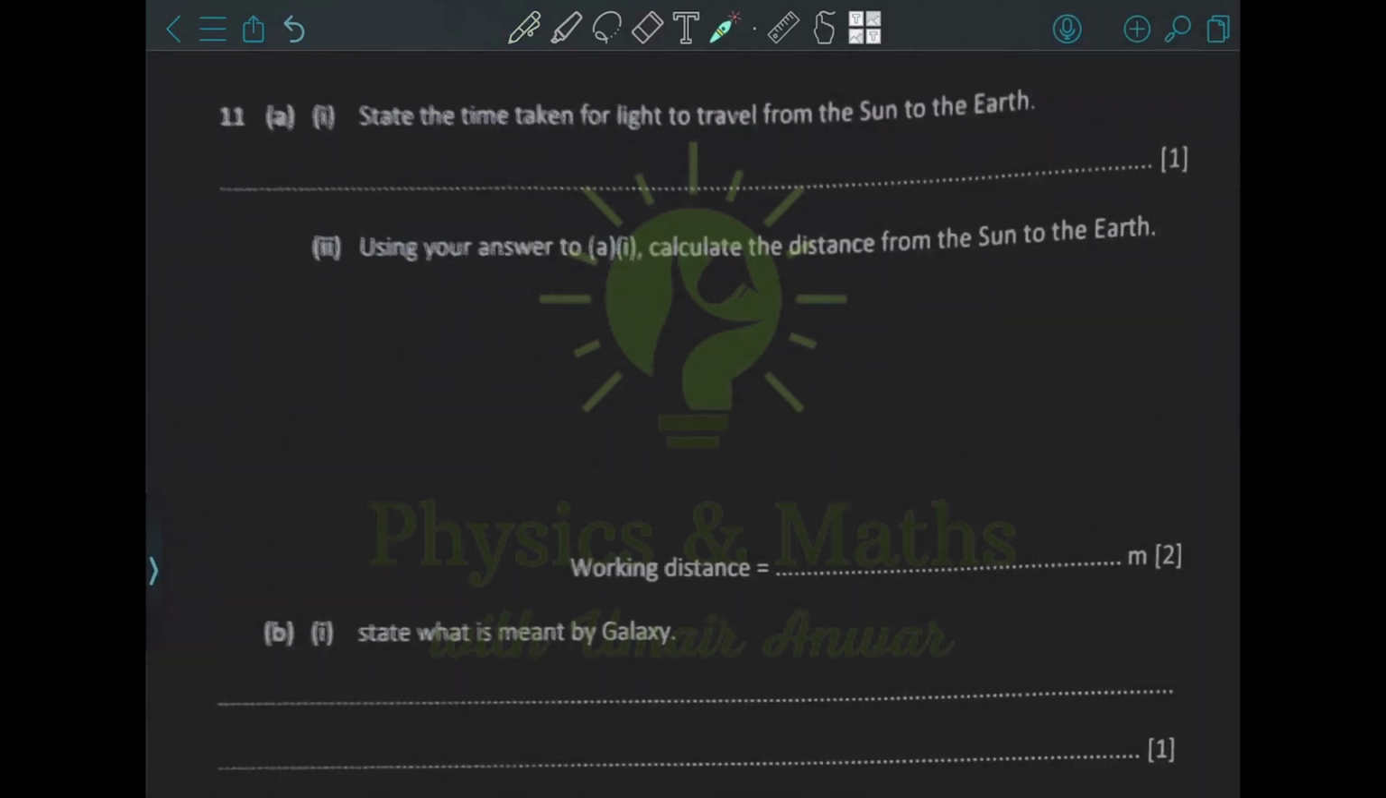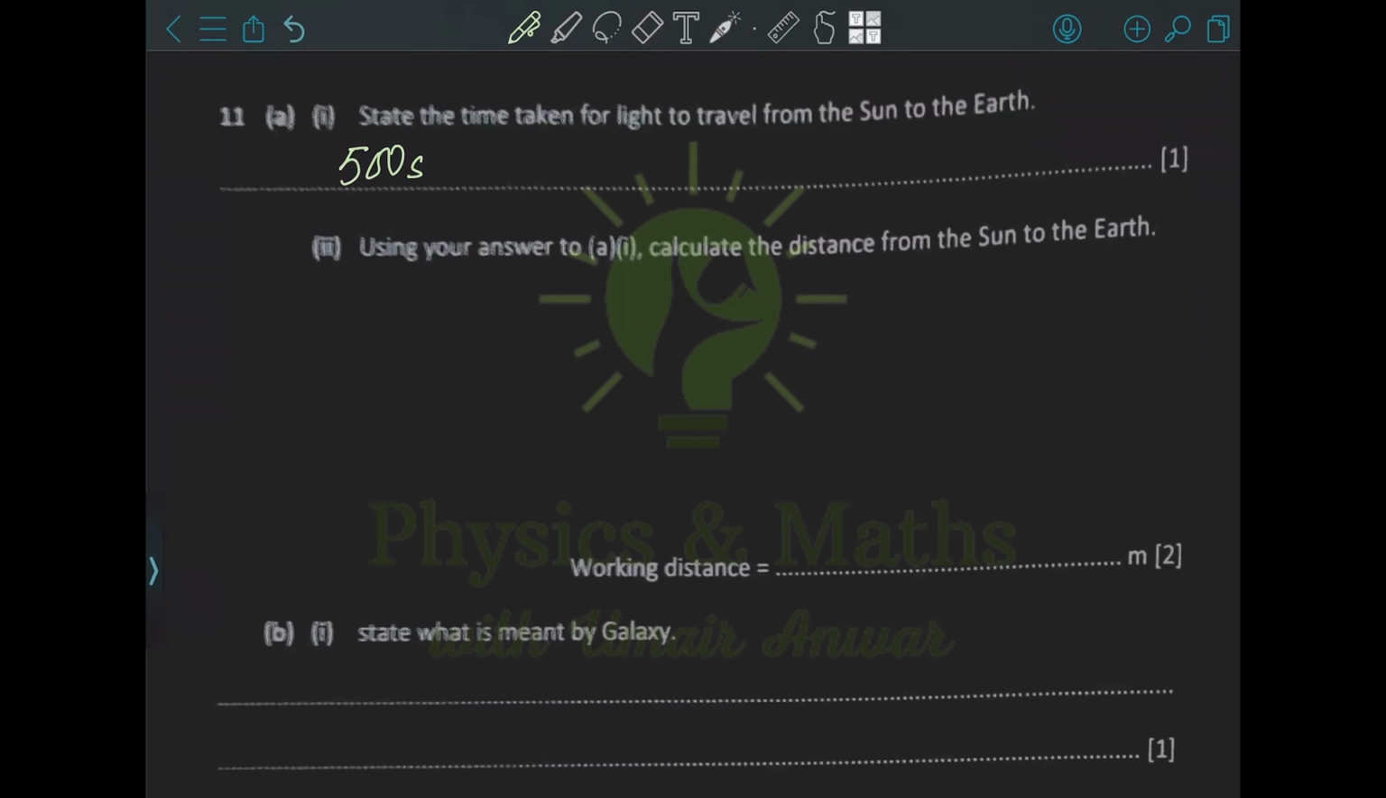The question reads, state the time taken for light to travel from the sun to the earth. This is the value which we need to remember, that the light takes 500 seconds to travel from the sun to the earth. Using your answer to previous part, calculate the distance from the sun to the earth.